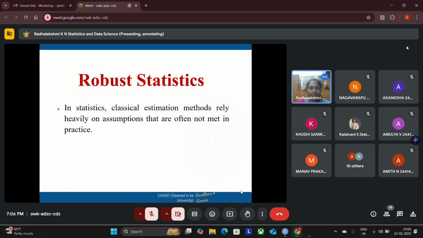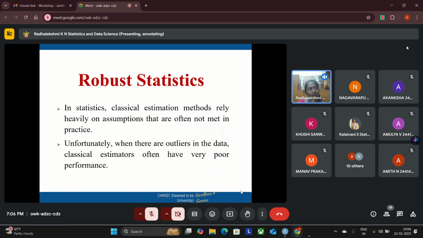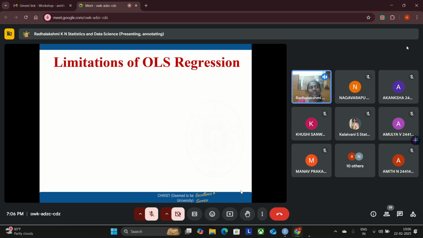In statistics, classical estimation methods rely heavily on assumptions that are often not met in practice. Unfortunately, we can't say that a data set shouldn't have outliers. If some outliers are present in the data set, least squares or any classical estimators give poor performance. So what then do we have to go for? Before going into robust regression, what are the limitations of OLS regression?